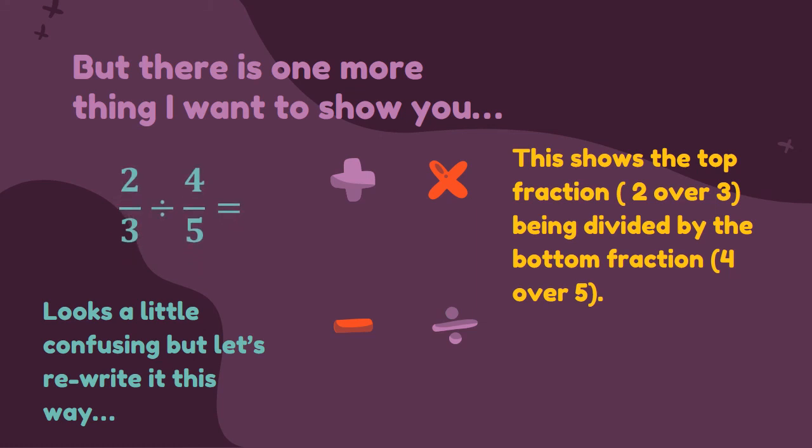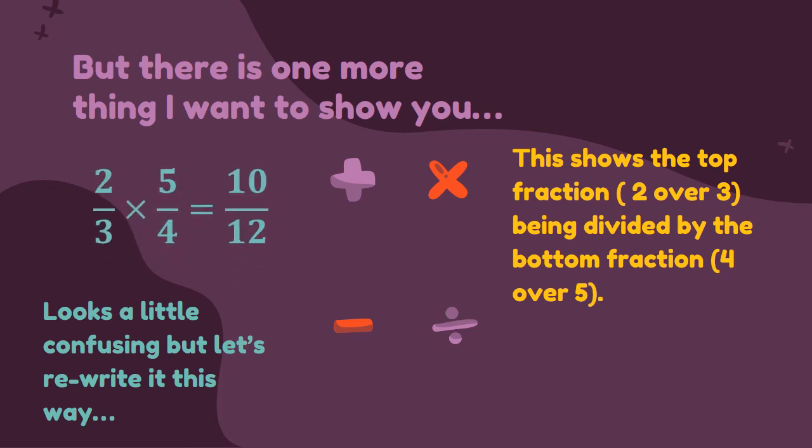But we can make it look a lot better. Let's rewrite this as a multiplication problem by taking the bottom number, the fraction that we are dividing by, and multiplying it by the fraction on top. There, that looks easier to do, and it's really the same problem: 2 over 3 times 5 over 4. We just need to multiply to get the answer. So 2 times 5 equals 10, and 3 times 4 equals 12.